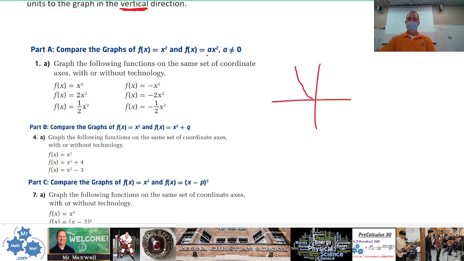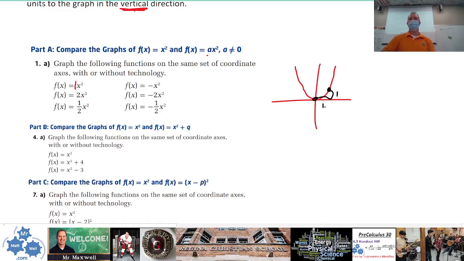X squared is just like this. If it has a 1 for an a value, then it's called a normal width. That means it's not considered narrow, not considered wide. It's normal. What does normal actually mean? Well, if you start at the vertex, you go over 1 unit and you go up 1 unit, you would land on the graph. That's what normal width is.